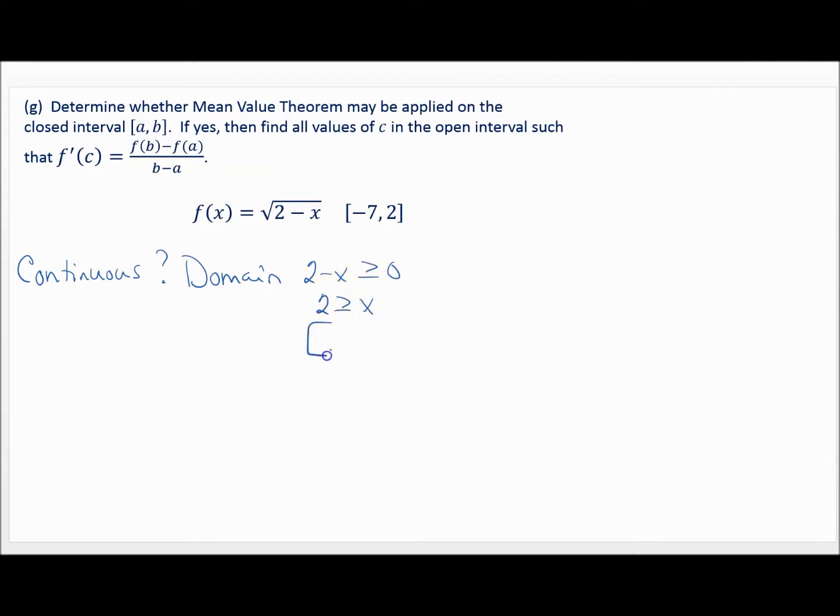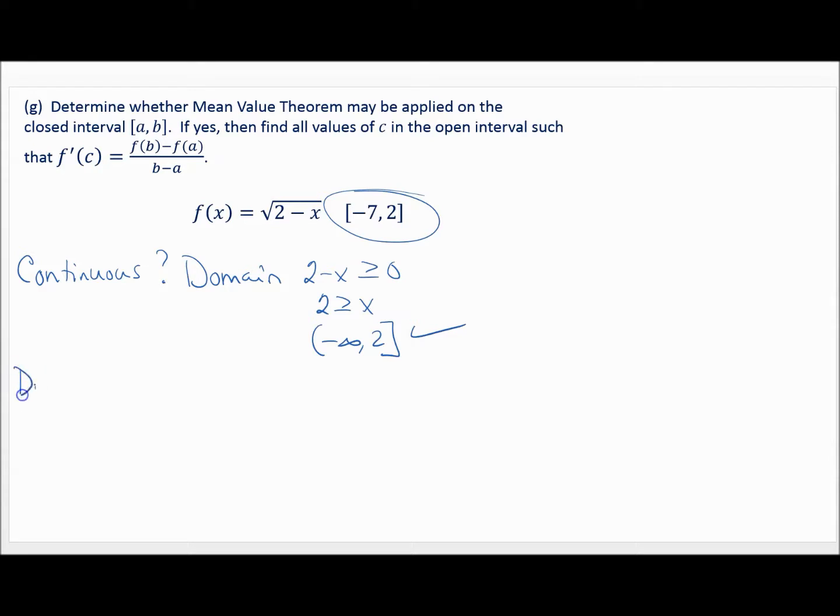Another way to say that is the domain is negative infinity, and I need a parenthesis there, not a bracket. There we go. Negative infinity all the way up to the biggest number the value can be, which is 2. Now notice our interval is a subset of negative infinity to 2. So we can say it's continuous because we know the domain and we know radicals are continuous on their domain.